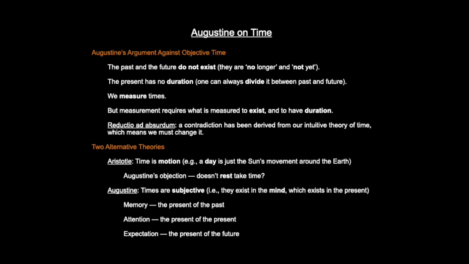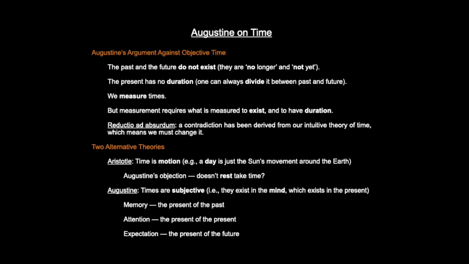Insofar as these things are psychological, they are with us now in the present. My memories are now. My expectations are now, even though they point to things that are no longer or not yet. That's Augustine's theory of time. And the crucial thing is you can see why he has to create this theory of time. He needs this in order to make his picture of eternity and creation consistent.